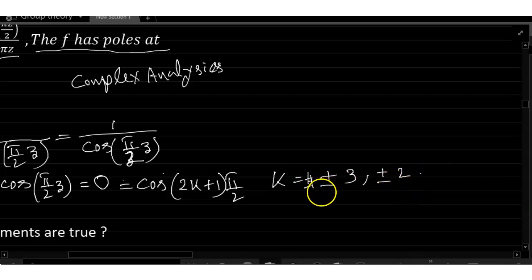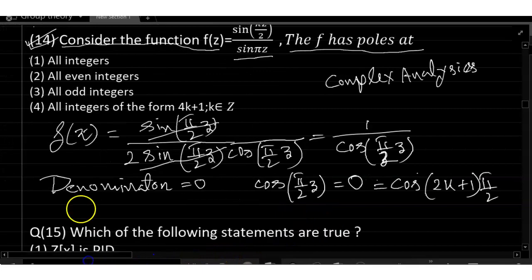So we can say all odd integers. All integers is not possible, all even integers is not possible. All integers of the form 4k plus 1, where k belongs to Z.